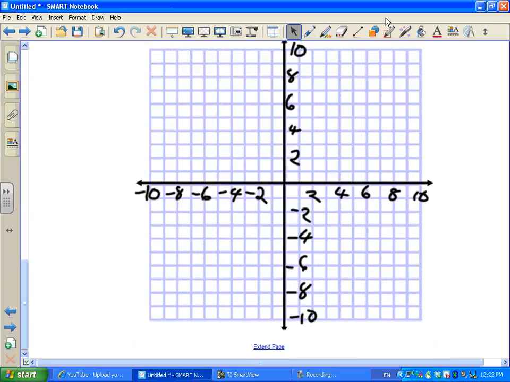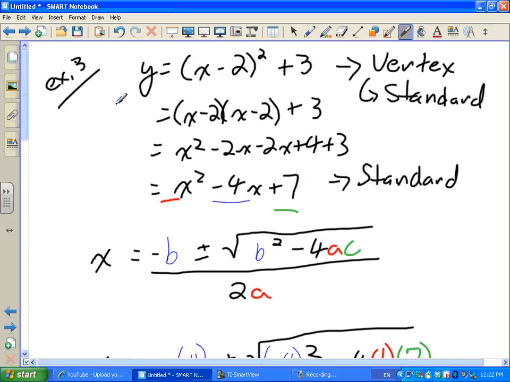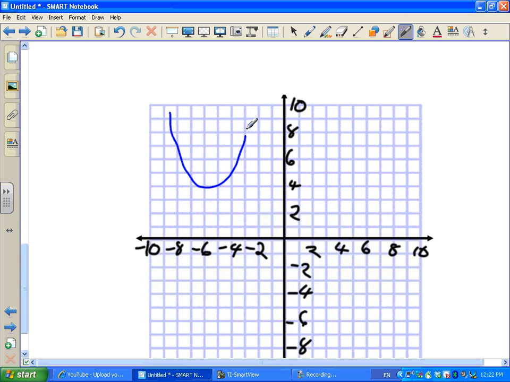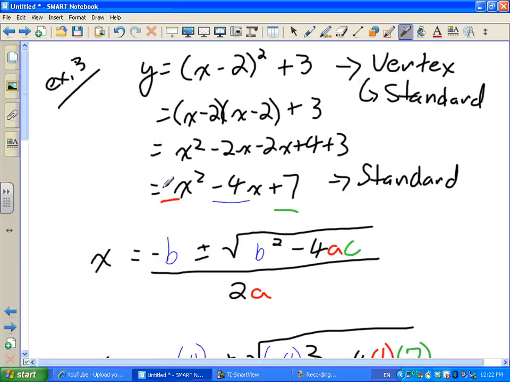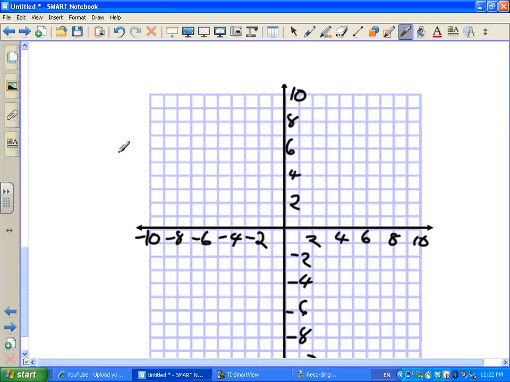We have some parabola, and let's just take a look. In our standard form, our A was positive, which means the parabola is opening upwards. So I have some parabola that is like this. It's opening up, but it's just above the x-intercept. The vertex is above the x-intercept, so it has no x-intercepts. Our A was positive when we were in standard form. So because A was positive, we know that we have an upward opening parabola.